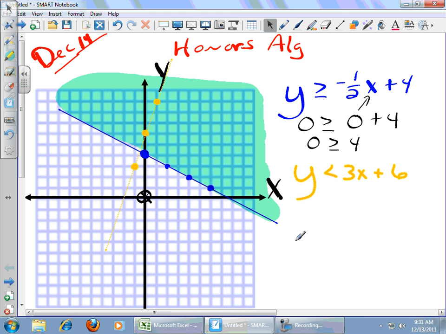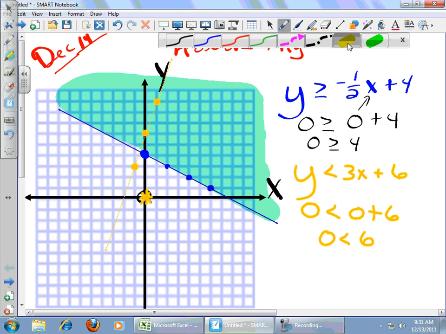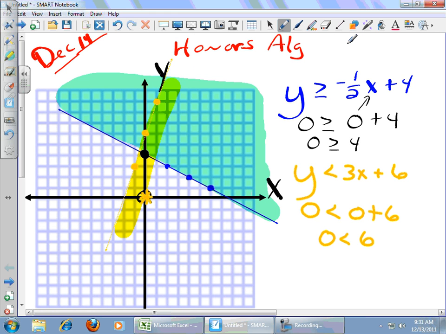Now I have to decide where to shade. Again, I'm going to plug in 0, 0 as my test point. I like testing with 0, 0. 0 is less than 0 plus 6, which simplifies to 0 is less than 6. That is a true statement, so I will need to shade below that line. So I will start shading everything that has the test point. And look at this. Do you see the blue and yellow making green?